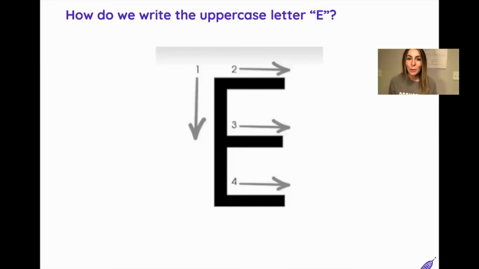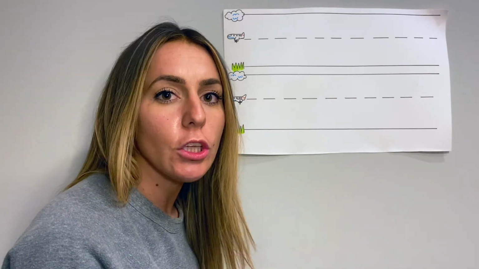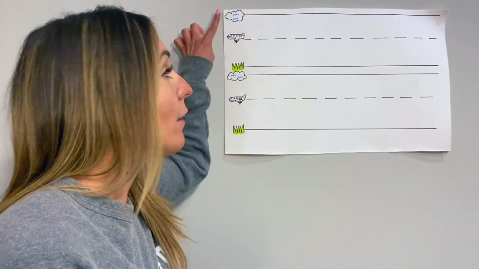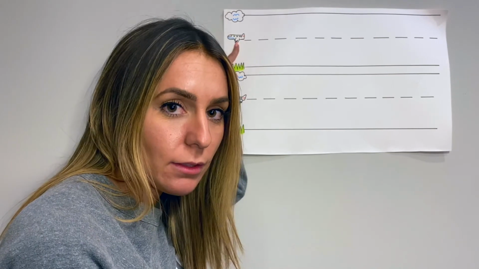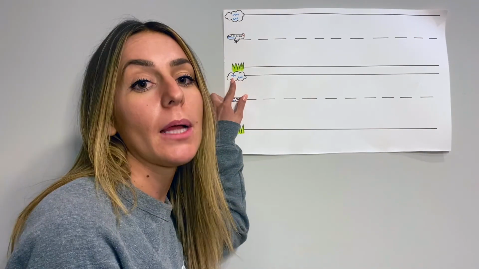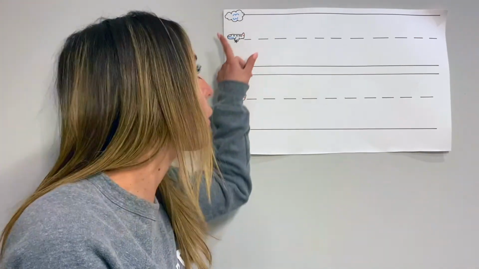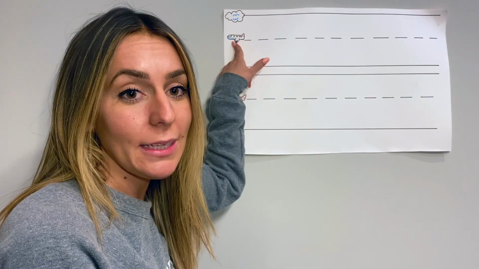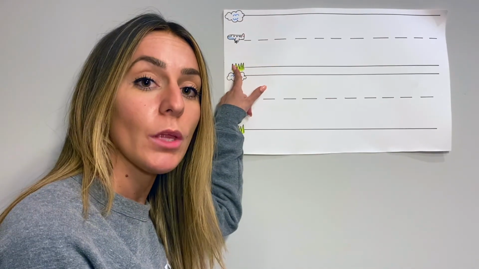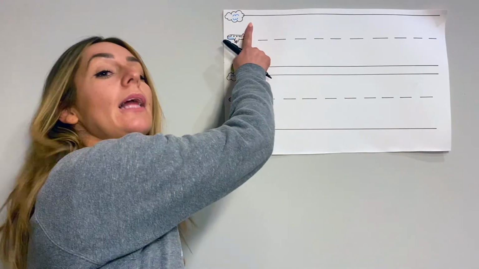Let's try writing on our paper. Let's practice writing the uppercase E. We know that whenever we're writing, we like to look at our 3 lines. We have the top line, the middle line, and the bottom line. I like to call them the cloud, the plane, and the grass line. Whenever we start with an uppercase letter, we start on the top line.